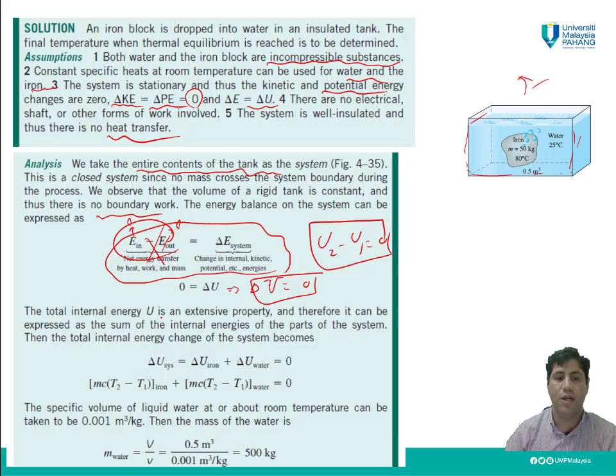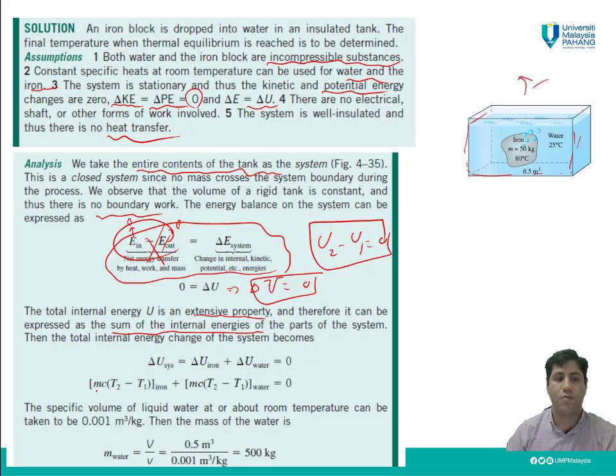The total energy U is an extensive property. In other words, U can be expressed as the sum of internal energies of parts of the system. Parts of the system means the iron block and water. So delta U of the system can be defined like this: delta U of the system is equal to delta U of iron plus delta U of water, or the change in the internal energy of the system is equal to the change in the internal energy of the iron plus the change in the internal energy of the water.